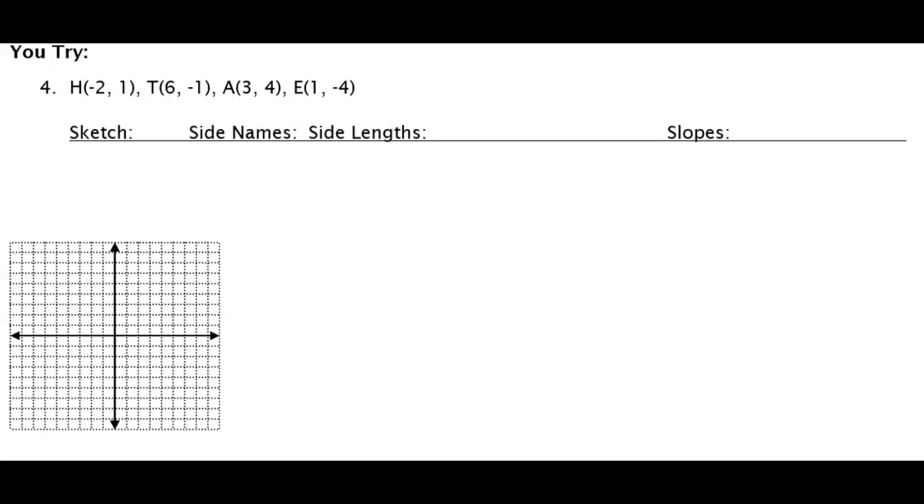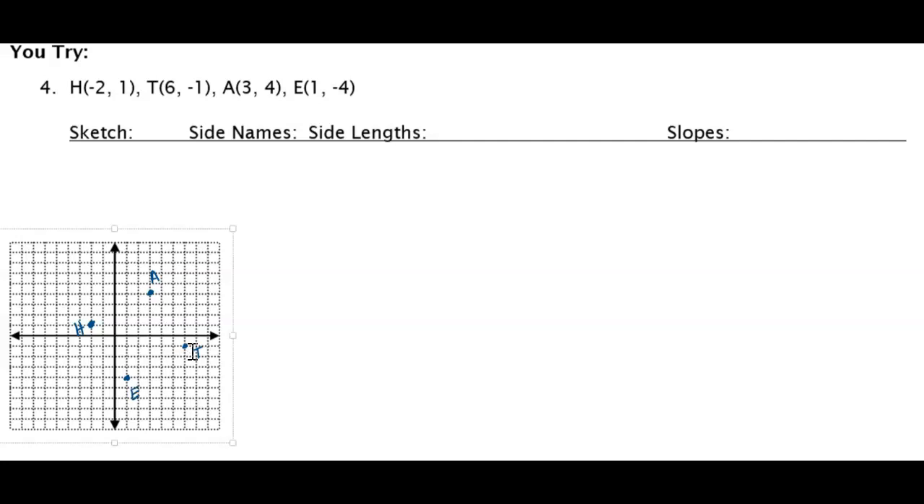So the first point is H, which is at -2, 1. That would be right here. The next point is at 6, -1. That would be here, and that is point T. A is at 3, 4. That's up here. And E is at 1, -4.